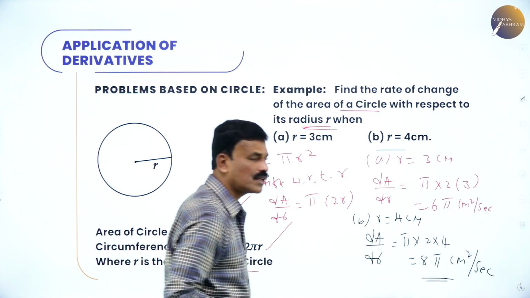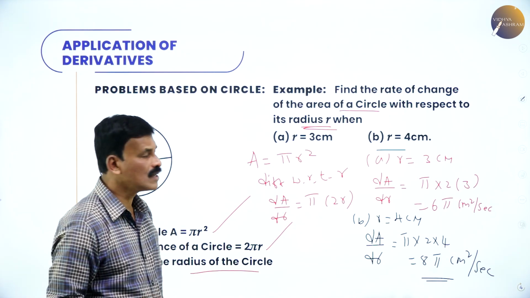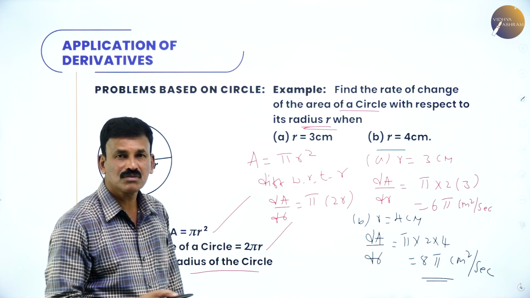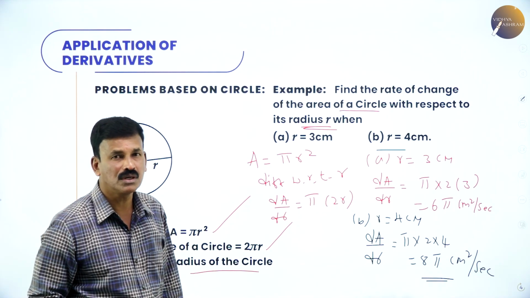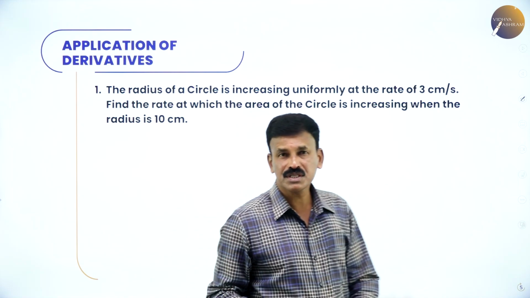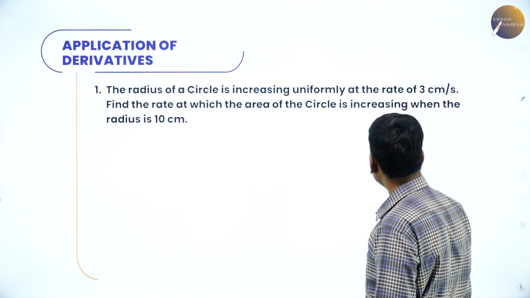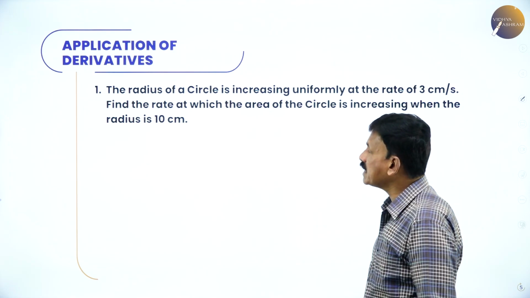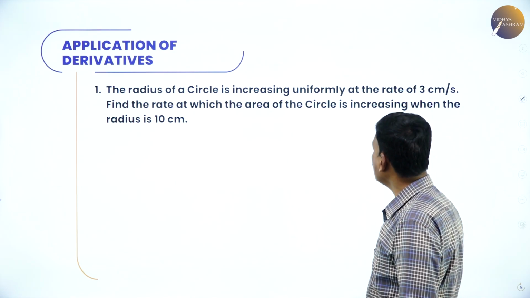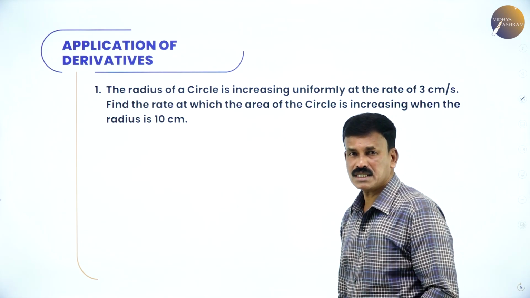So, this is how we are going to find the rate of change of area of a circle whenever the radius is given. This is very important. You may expect one for either 1 mark or 2 marks. Now, let us move on to the next problem. Same type of problem. The radius of a circle is increasing uniformly at the rate of 3 centimeters per second. Find the rate at which the area of a circle is increasing when the radius is equal to 10 centimeters.